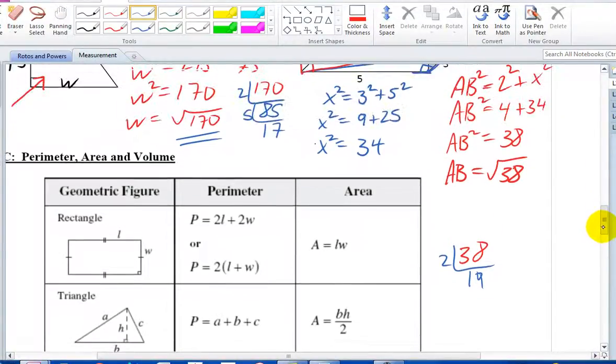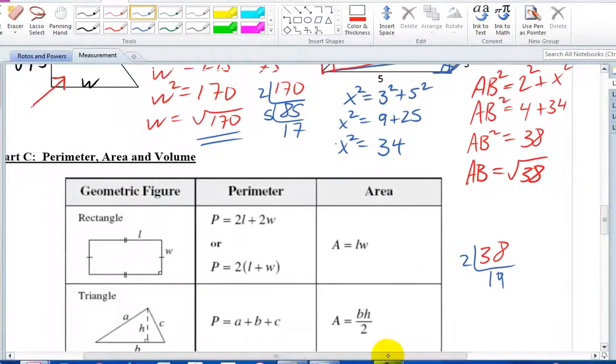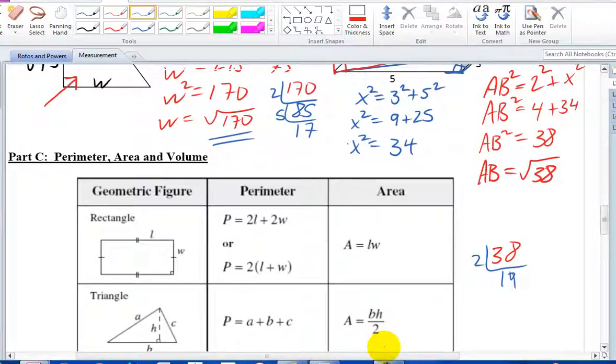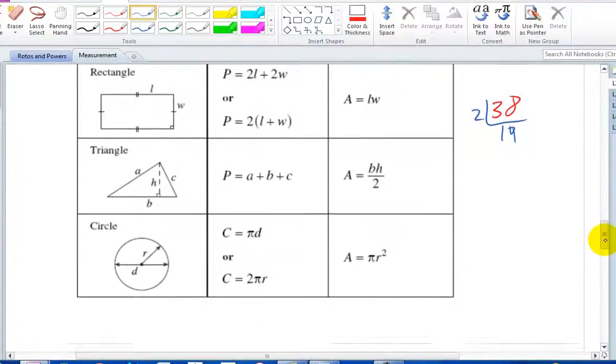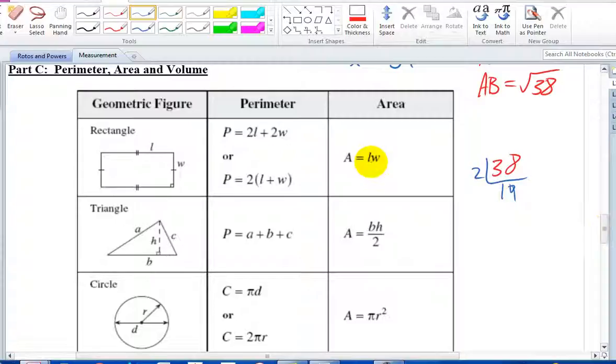Perimeter, area, and volumes. This is going to be somewhat of a review for you. I'll hand out your formula sheets tomorrow. You'll be given all this information. Okay. So area of a rectangle, area of a triangle, area of a circle is pi r squared.